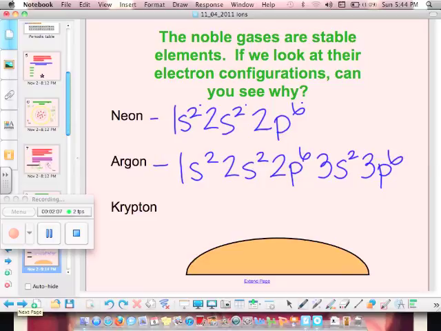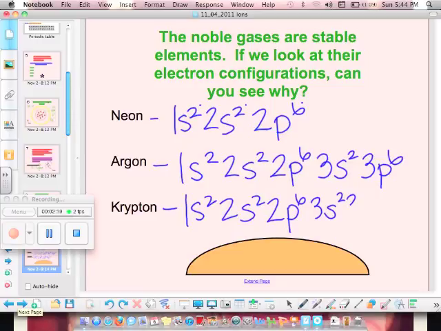Right? And if I do krypton, I do 1s2, 2s2, 2p6, 3s2, 3p6, 4s2, 3d10, and 4p6. So as you can see, both the s orbitals and the p orbitals are filled. But why is that important?